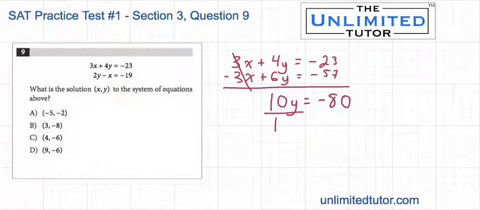Divide both sides by 10 to solve for y. y equals negative 8. We can actually stop right here. We don't even need to solve for x, because take a look at the answer choices. Only one answer choice gives us a y value of negative 8. And that's answer choice B right here.